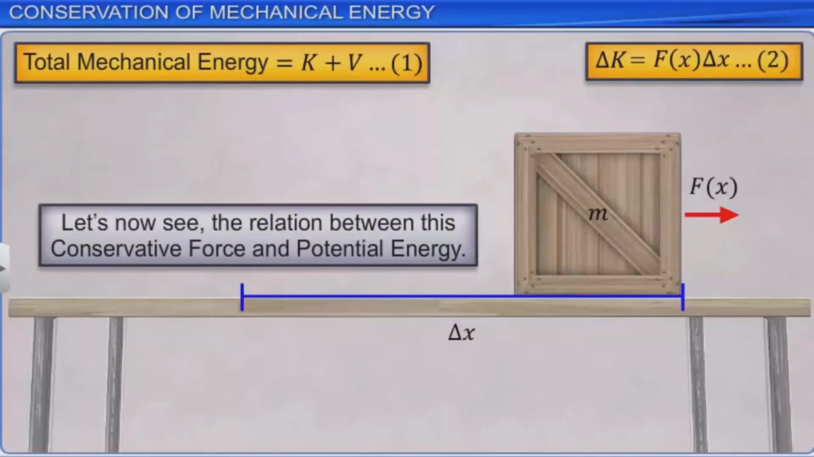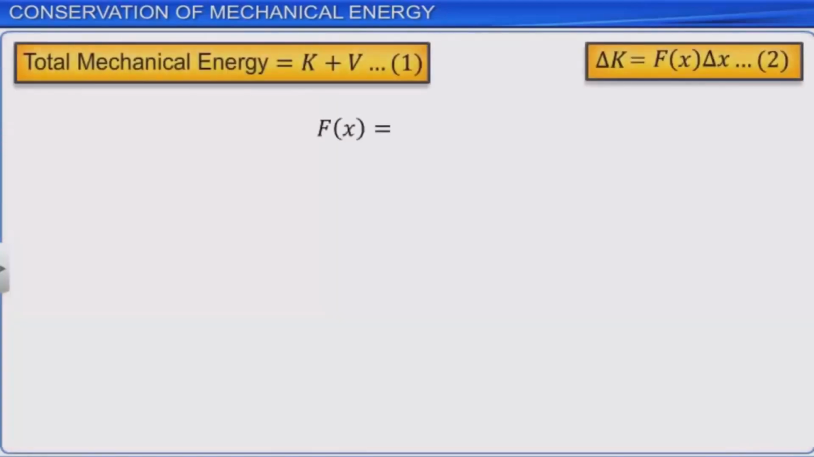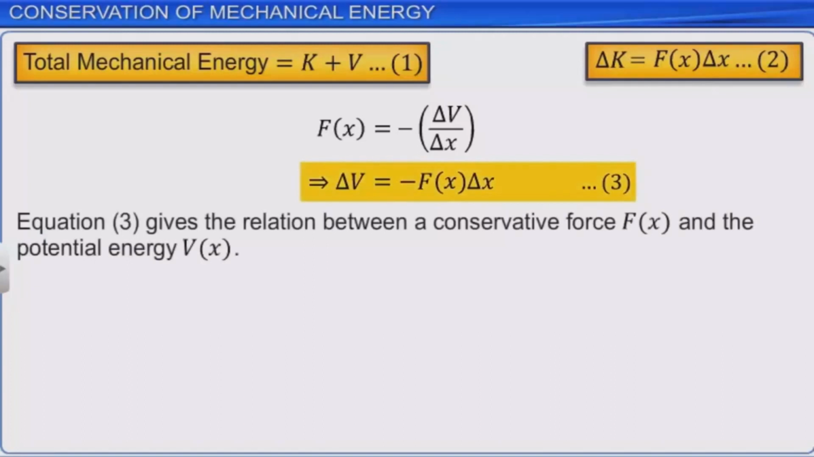Let's now look at the relationship between this conservative force and potential energy. Let delta V be the change in potential energy. As F of X is equal to the negative of delta V by delta X, we get delta V is equal to minus F of X delta X. Let this be equation 3. Equation 3 expresses the relationship between a conservative force F of X and potential energy V of X.